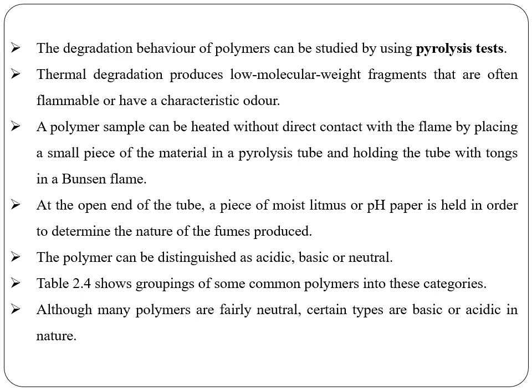At the open end of the tube, a piece of moist litmus or pH paper is held in order to determine the nature of the fumes produced. The polymer can be distinguished as acidic, basic, or neutral.